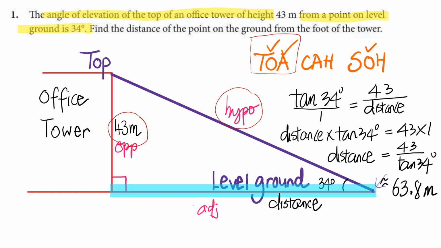So what this question is saying is that if you stand 63.8 meters away from the foot of the tower and you look up at the top of the tower, for whatever reasons, I don't know, the angle of elevation is 34 degrees. Okay, that's how you solve it.